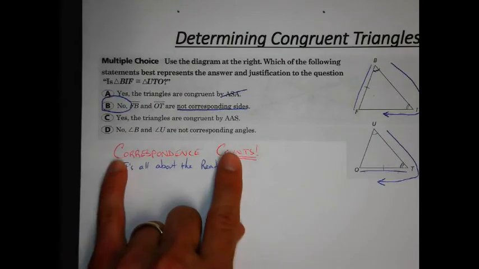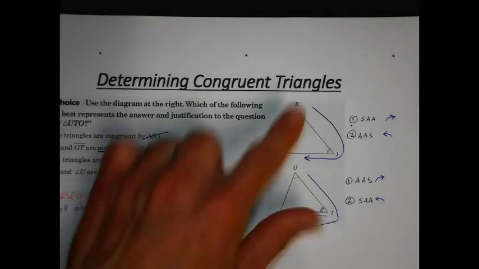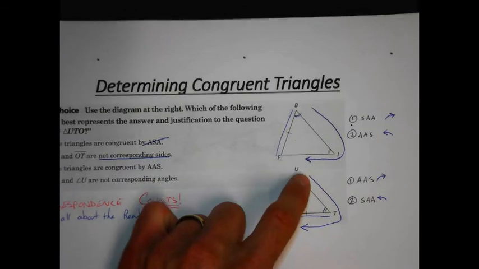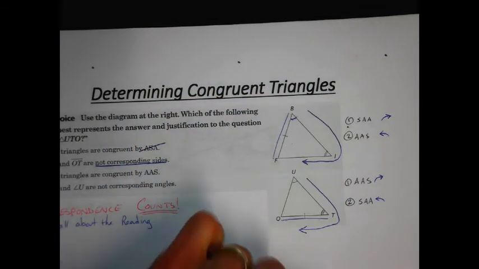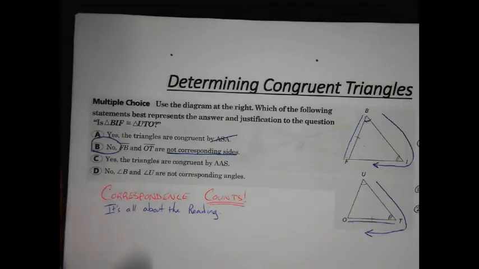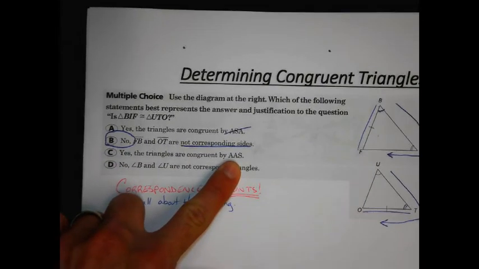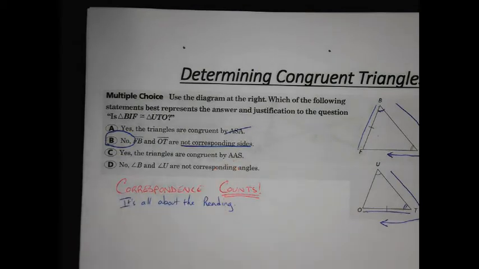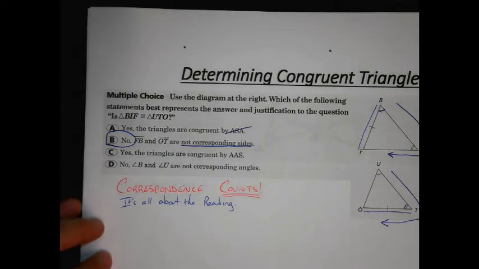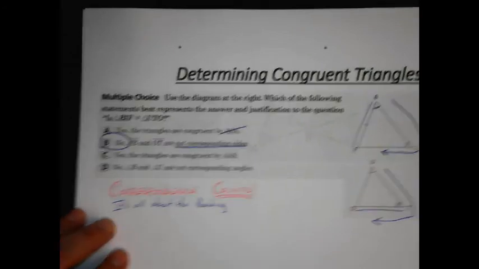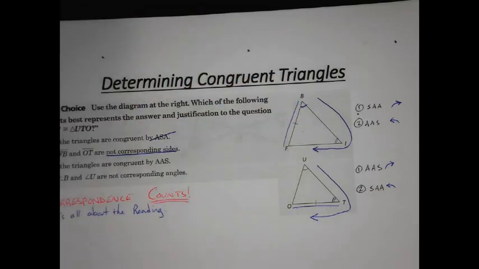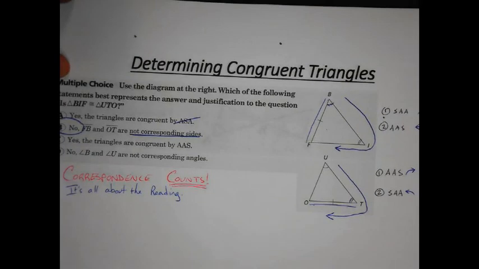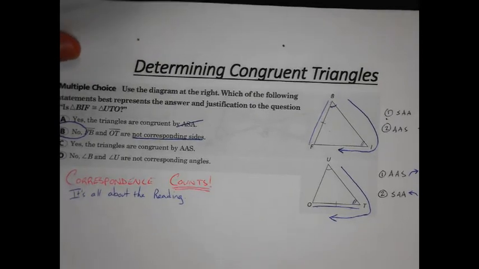So it's all about the reading. Correspondence counts. If I read the triangle in one direction, I have to read the other triangle in the same direction, and I won't have corresponding parts. So I can't say that the triangles are congruent by angle, angle, side because that's not the case. They're not corresponding. Clearly that last statement is not true. Angle B and angle U are totally corresponding? That's not true. They both have one arc. So there's that. Now that can be kind of confusing, so that's a good one to pause, rewind.